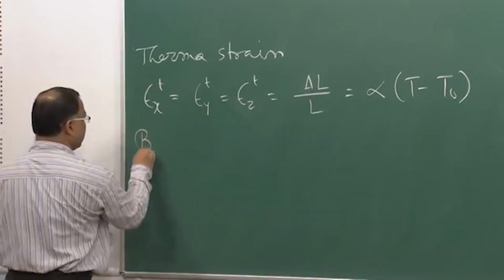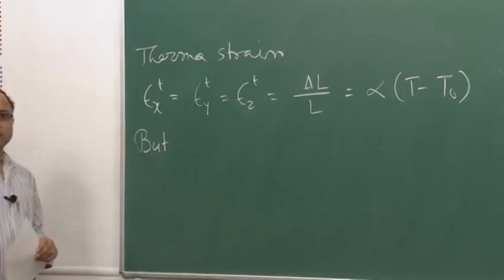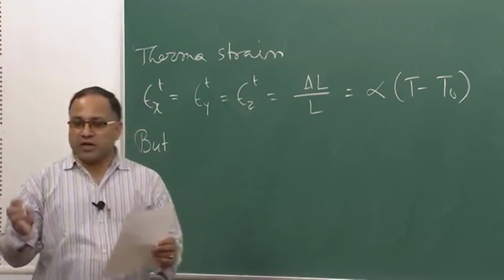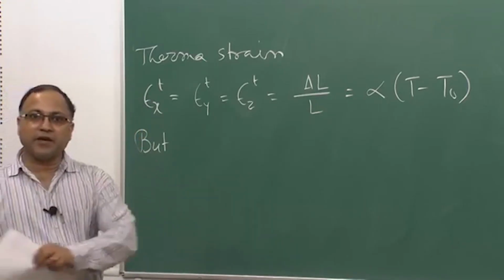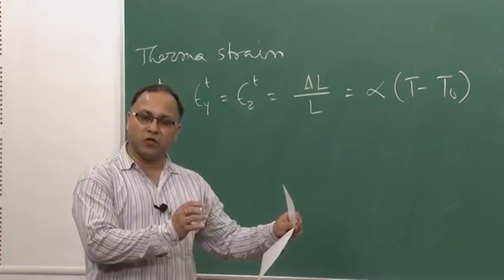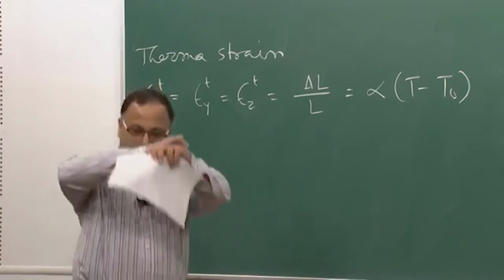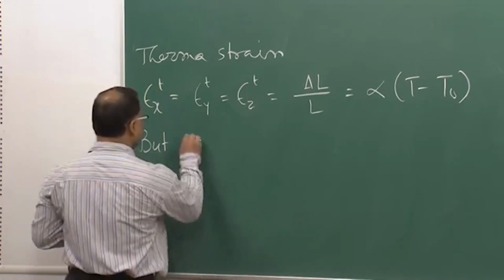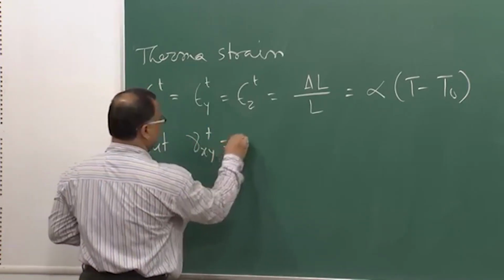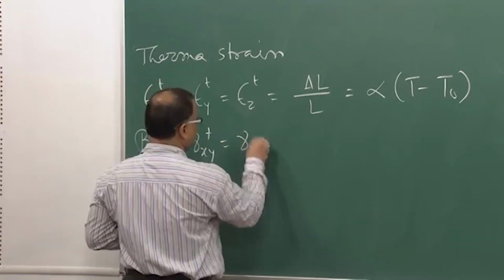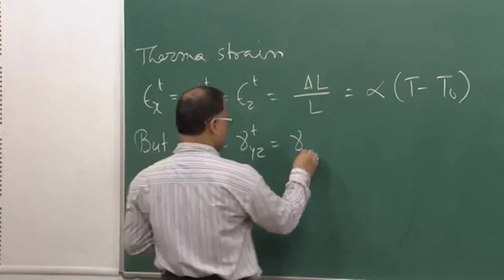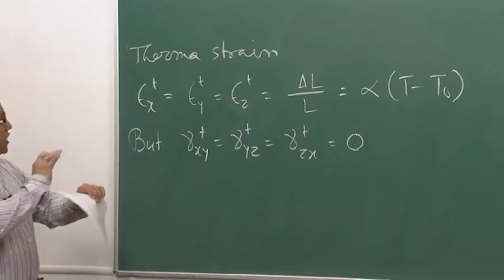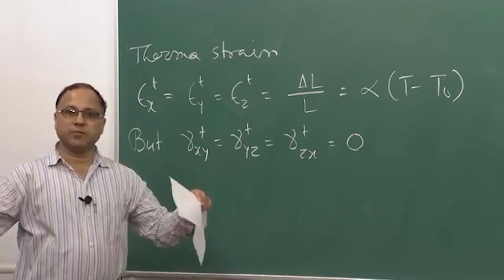But you should remember, because the temperature is uniformly increasing in the system, you are not increasing the temperature for one part of the system while another part is not experiencing the temperature rise or fall. So you have a global, overall temperature rise happening. So your shear strain must be 0. Only normal strain will be obtained due to the temperature rise.